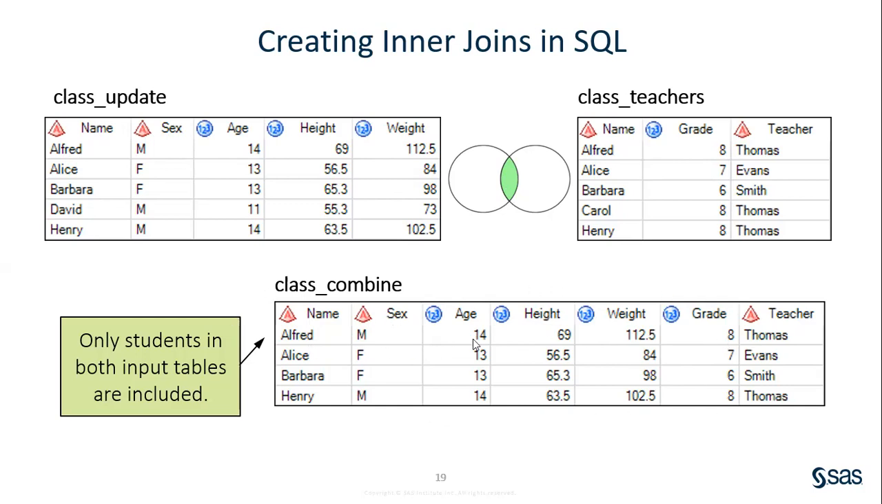That means your table is increasing sideways, horizontally. So what are the names common in both the tables? Alfred, Alice, Barbara, Henry. David does not have any value in teachers, and Carol does not have any value in updates. Those are non-matches, and only matching rows are aligned. Hence it is an inner join. All good now?